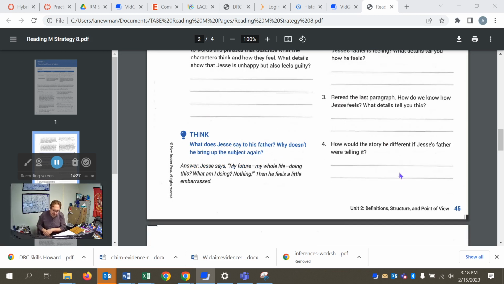Okay, number 3, reread the last paragraph. How do we know how Jesse feels? What details tell you this? Well, we're told directly that he feels at peace, and then we also have this observation that he thinks maybe this was his life and that was okay.